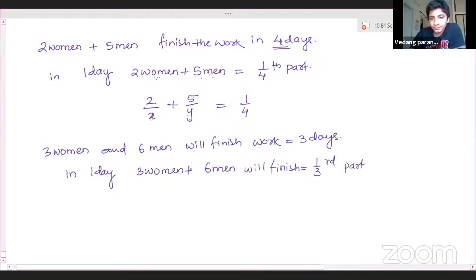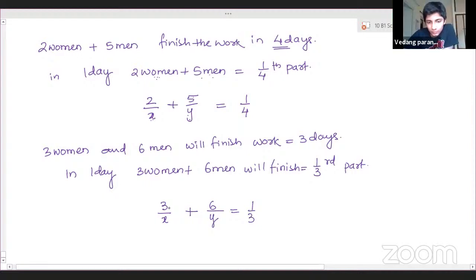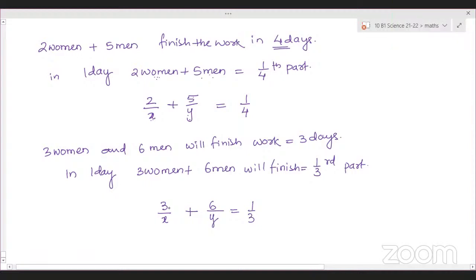In that 1/3 part, the portion of 3 women is 3 by X, and the work done by 6 men is 6 by Y. Altogether it is 3 by X plus 6 by Y equals 1/3. Clear? And then we have to solve the equations.